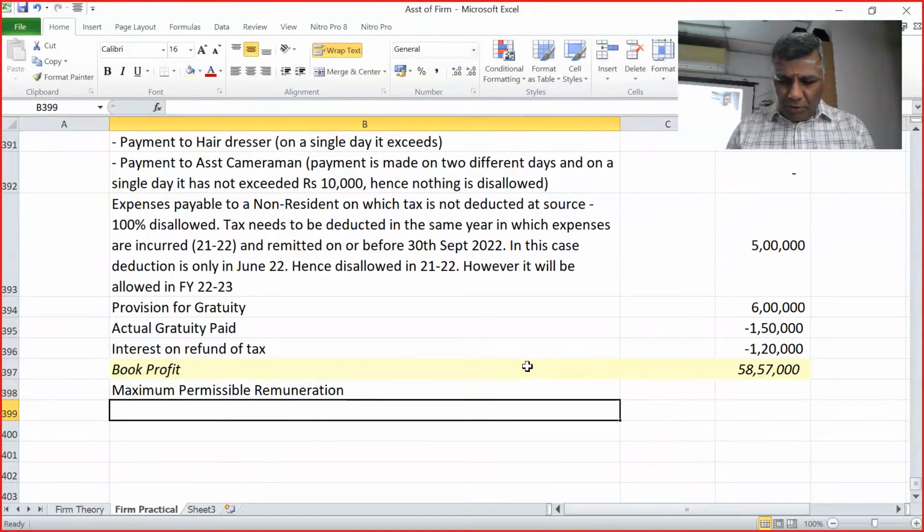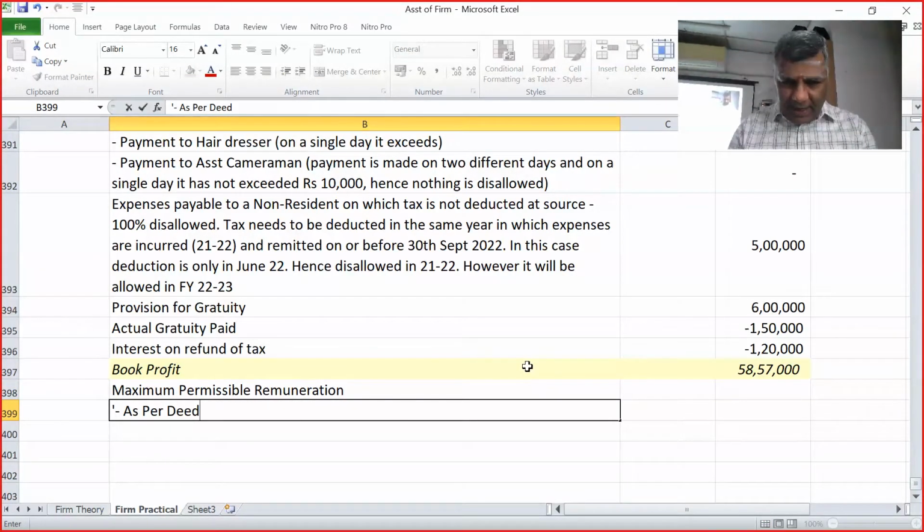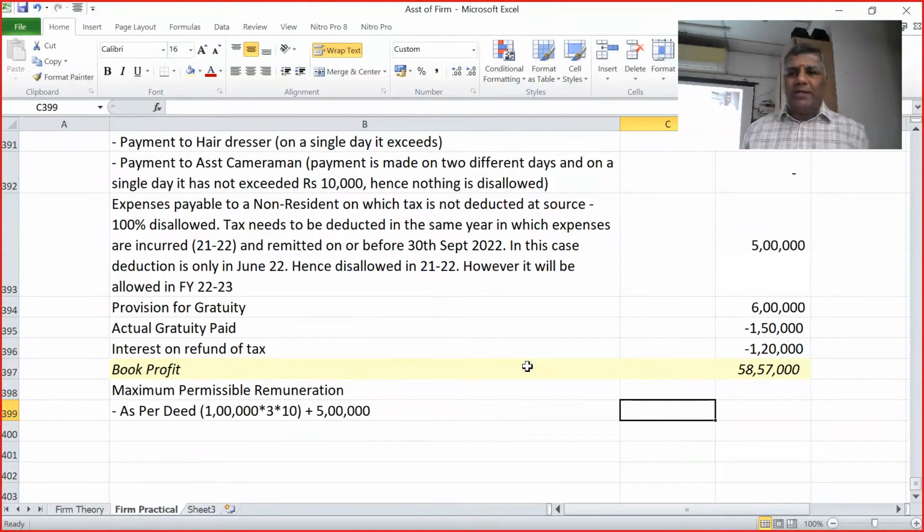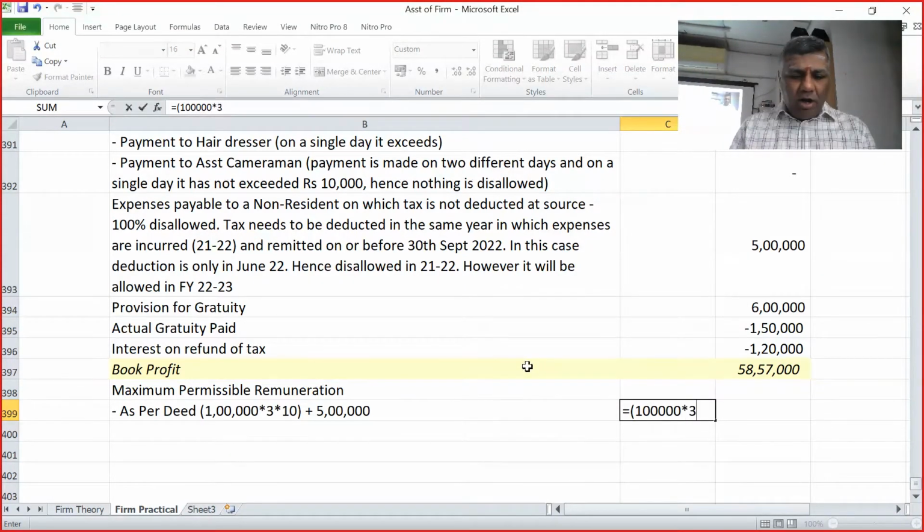Maximum permissible remuneration as per deed. Please understand, 1 lakh per partner into 3 partners into 10 months. That's why they have debited 30 lakhs. And please understand, plus 5 lakhs, that royalty, that is also agreed. So as per deed, repeating, it is 1 lakh per partner. All the 3 partners are working partners. Plus 5 lakhs.